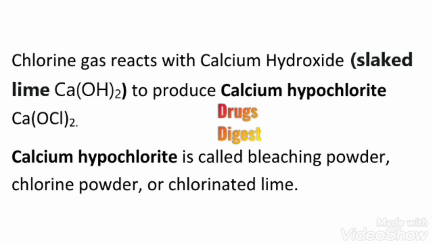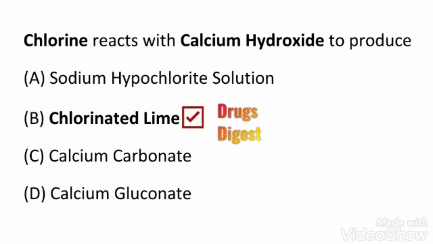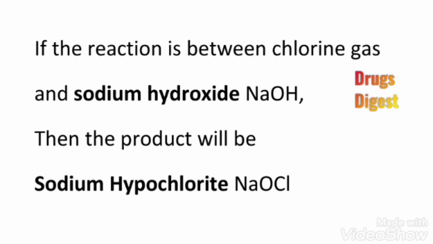Chlorine gas reacts with calcium hydroxide to produce calcium hypochlorite. Calcium hypochlorite is called bleaching powder, chlorine powder or chlorinated lime. So here the answer is chlorinated lime. If the same reaction happens between chlorine gas and sodium hydroxide, then the product will be sodium hypochlorite, that is NaOCl. This is called liquid bleach.